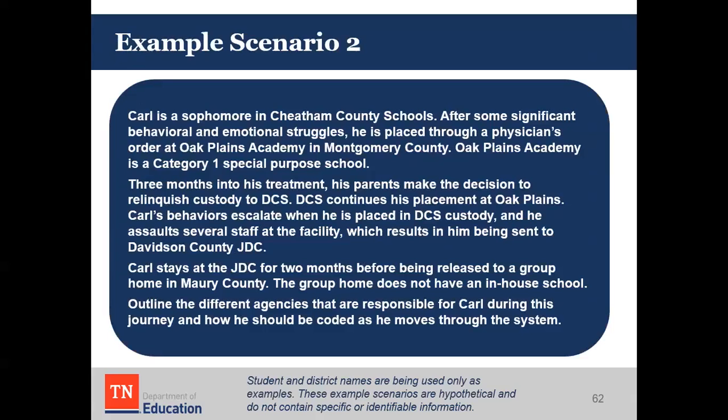Carl's behaviors escalate when he is placed in DCS custody, and he assaults several staff at the facility, which results in him being sent to Davidson County JDC. Carl stays at the JDC for 2 months before being released to a group home in Murray County. The group home does not have an in-house school. Outline the different agencies that are responsible for Carl during this journey and how he should be coded as he moves through the system. It's important to note that Oak Plains is also a DCS educational placement as well.